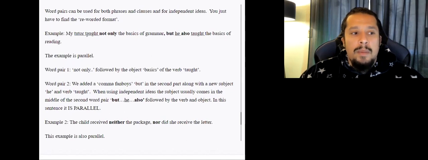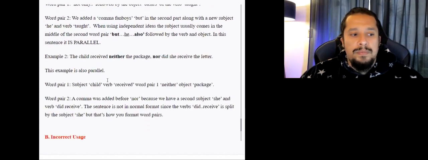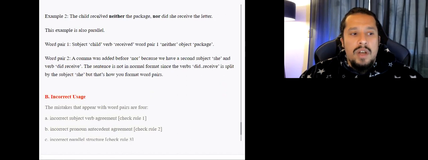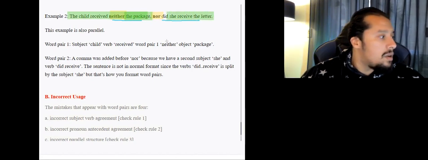So here's an example. My tutor taught not only the basics of grammar, look at this, but he also taught the basics of reading. شايفين هنا ازاي استخدمنا comma وfanboys وبرضه في نفس الوقت عندنا الword pair, not only but also, right? Keep this in mind. Here's another example. The child received neither the package nor did she receive. Do you see the word pair here in this sentence? Neither nor. وشايف ازاي احنا استخدمنا الكوما ما بينهم عشان we're dealing with independent ideas. Right?